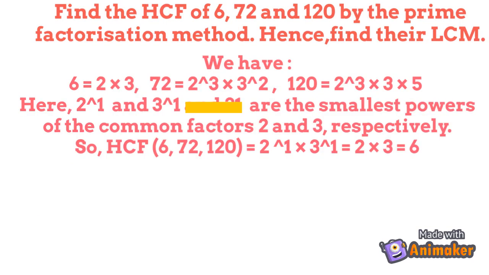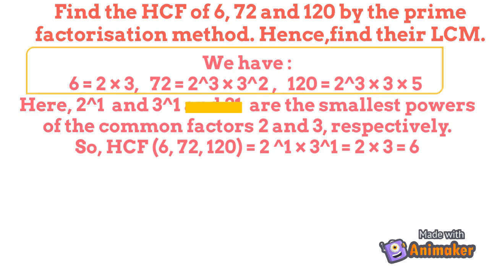Let's check another example. Let's find the HCF of 6, 72 and 120 by the prime factorization method, and let's find its LCM too. After taking out the prime factorization of 6, 72 and 120, we got 6 equals 2 into 3, 72 equals 2 to the power 3 and 3 to the power 2, and 120 equals 2 to the power 3 into 3 into 5.